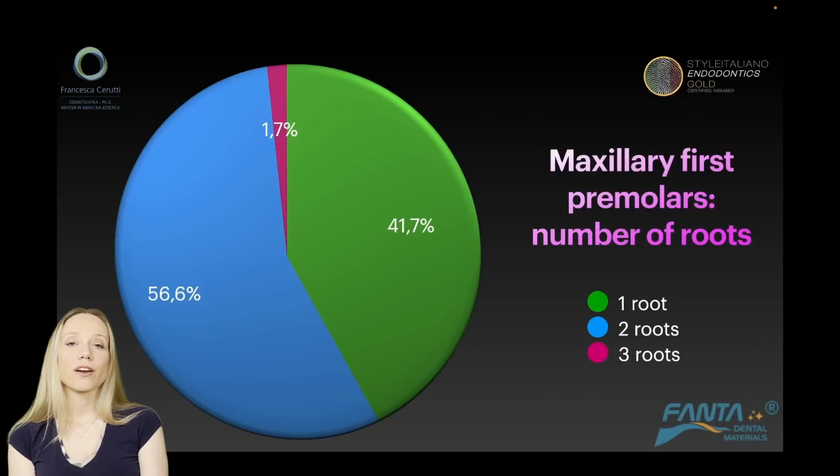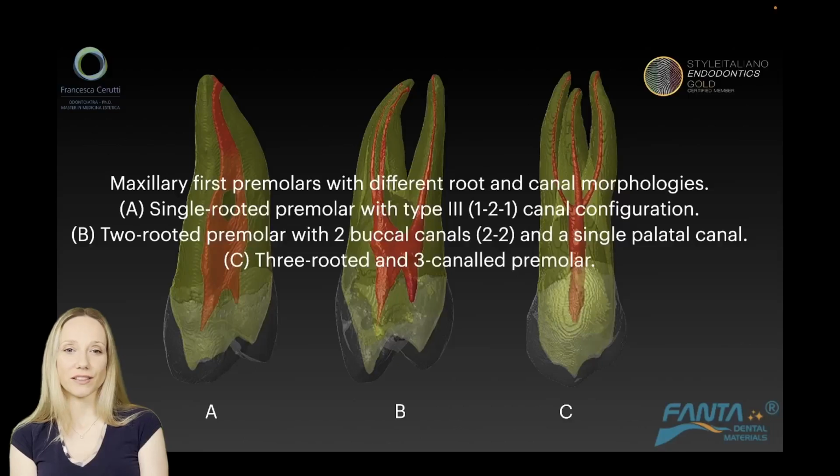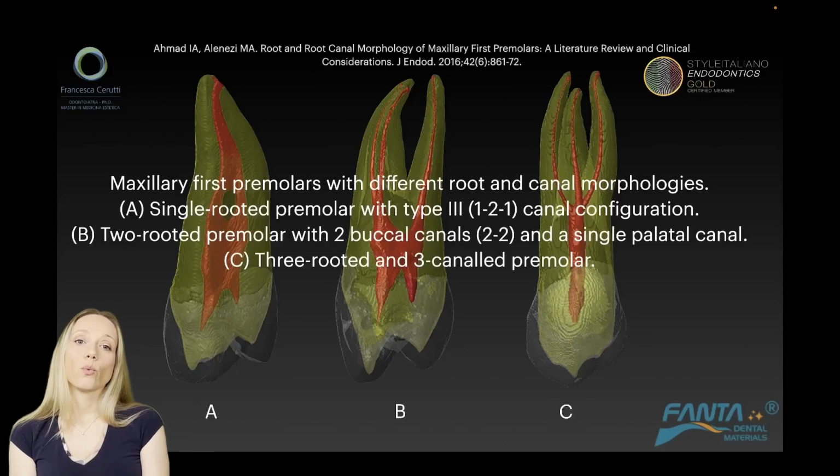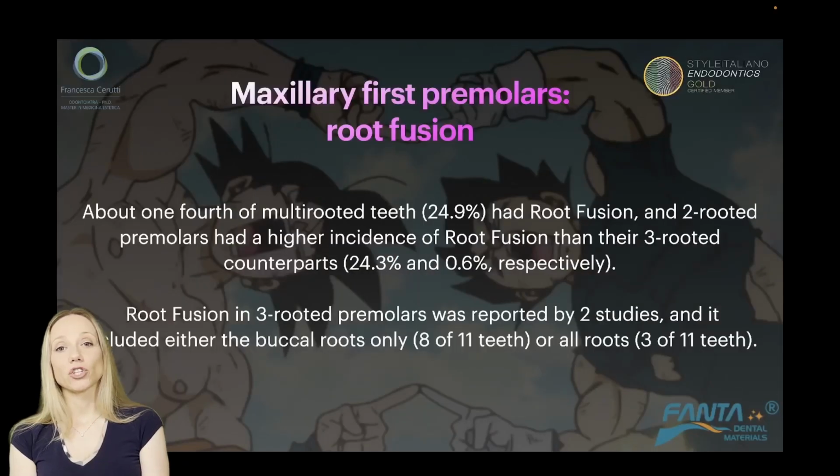Maxillary first premolar can have 1 root in almost 41.7% of cases, 2 roots in 56.6%, and 3 roots in 1.7%. And the different root canal morphology can be a single rooted premolar with type 3 canal configuration according to Vertucci, a 2-rooted premolar with two buccal canals and a single palatal canal, or a 3-rooted premolar with 3 root canals. We are talking about the classification of Vertucci, but there are other classifications that we are going to see later.